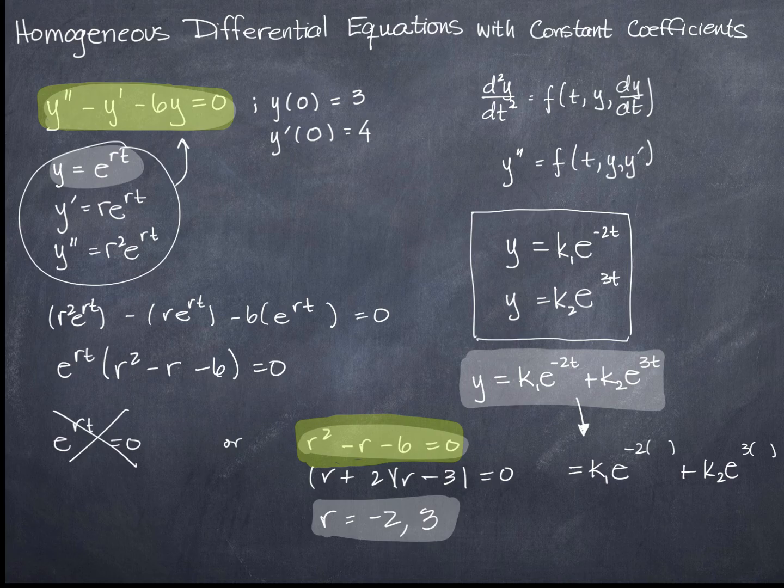And I'll use a different pencil here. I'm told that y of 0 is 3. That means that when t is 0, y is 3. And I can put those values in here, when t is 0, y is 3. And then I can sort this out. That gives me 3, well, e to the 0 power is 1. So that gives me 3 equals k1 plus k2.